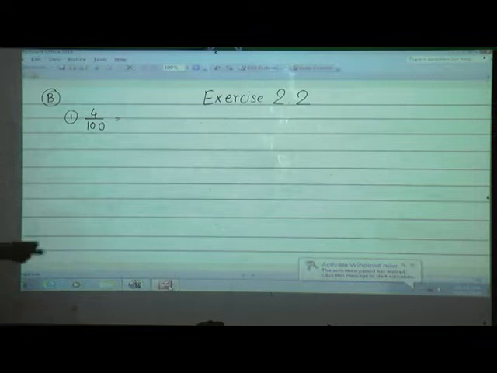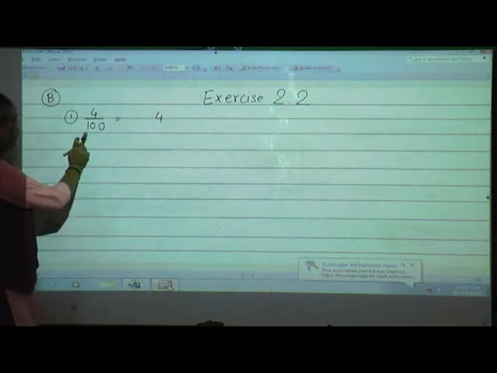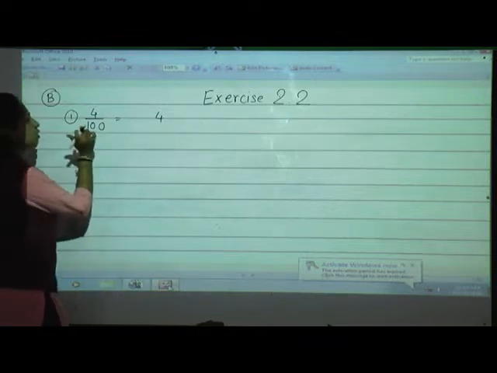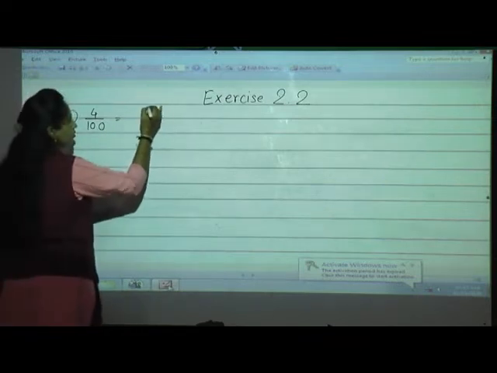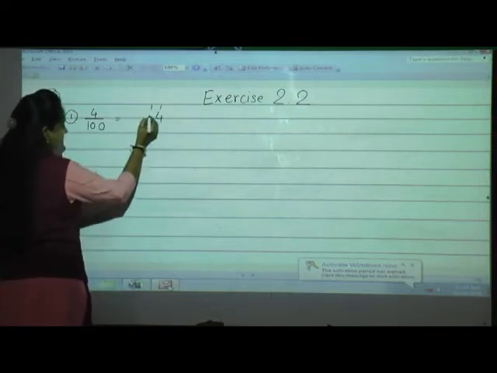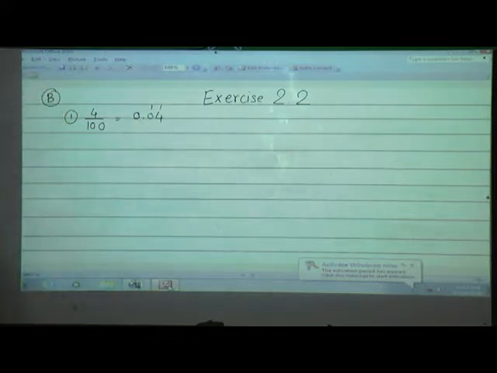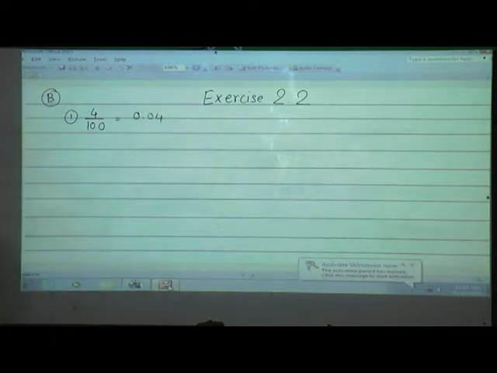So first what we have to do? Write the numerator as it is. Then see the denominator. Hundreds it is. 4 hundreds. So 100 is followed by 1 and 2 zeros. So we have to give the decimal point after 2 digits. This is 1, 1 more, then give the decimal point. Here nothing is there means place the 0, then 0. Clear? Very easy. Now next example I will take.